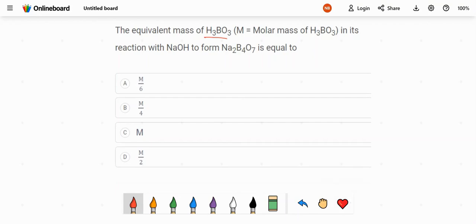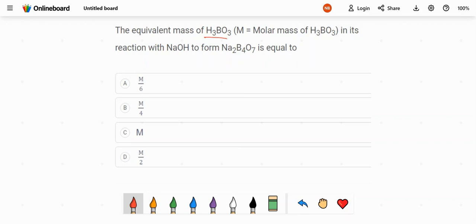First question I will deal with. Look at this. The equivalent mass of H3BO3 in its reaction with NaOH to form Na2B4O7. So they are asking us to calculate the equivalent mass. We have to know the reaction in equivalent mass. Otherwise, we have to know the oxidation state.